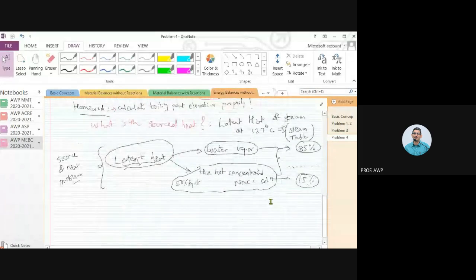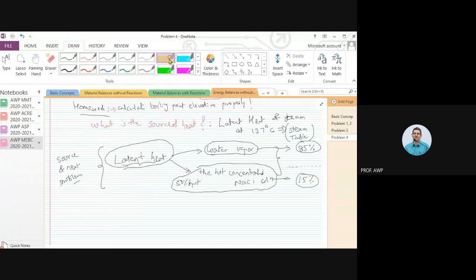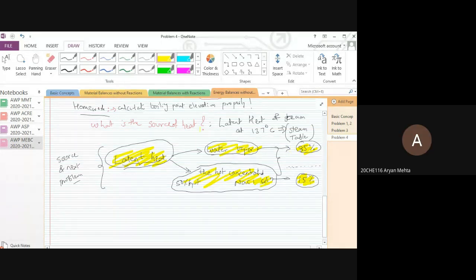All I want you to find out is out of this latent heat, how much of it has gone into water vapor and how much of it has gone in the hot saturated solution. That percentage will not change much. It will change only by maybe 1 or 2% or maybe even half a percent. Sir, it's 84-16. Right, sir. So 85-15. So shall we say approximately 85 and approximately 15? Yes, sir.